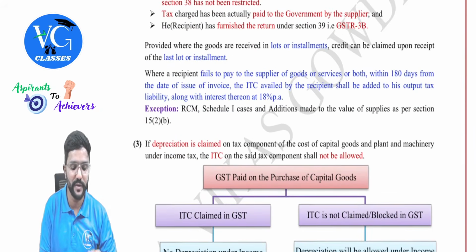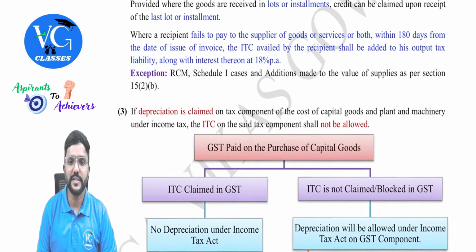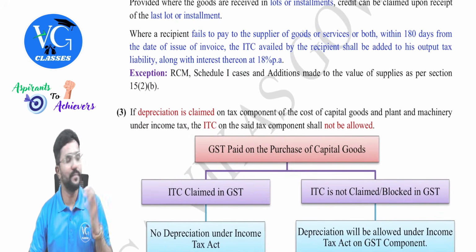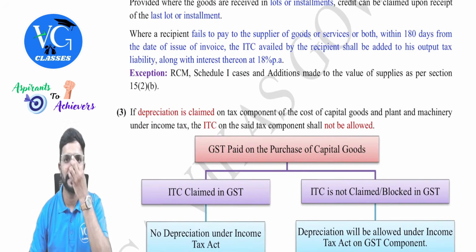I have given the exception here. You can see. The exception is when RCM is applicable. Okay, first of all, before this, sir, when RCM is applicable, the recipient has to pay tax himself. Can he claim a credit of it? Yes, it is an input tax for him. He can claim the credit.